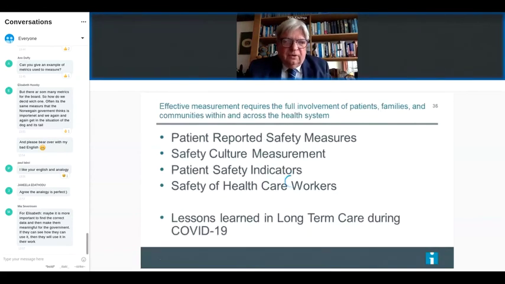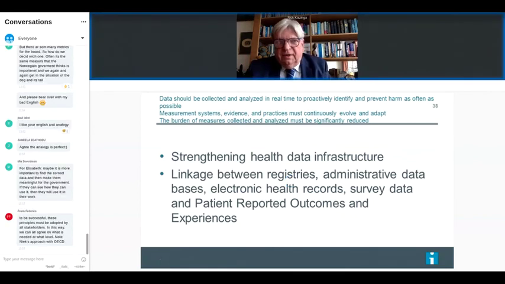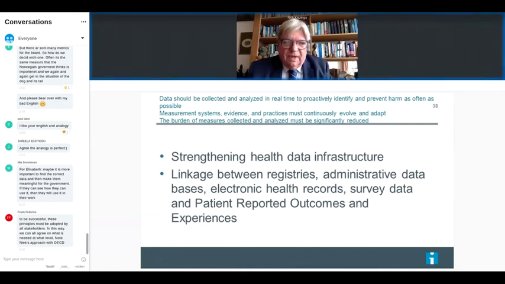And yes, the work on worker safety has been a prominent part of that. When we look at another principle, data should be collected and analyzed in real time. Measurement systems, evidence, and practice must continue to evolve, and the burden of measures collected and analyzed must be significantly reduced. It really boils down to the overall policies on strengthening health data infrastructure in countries.